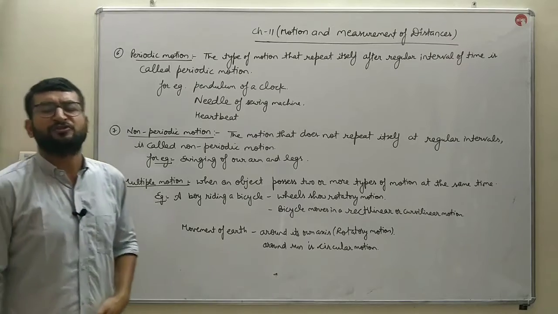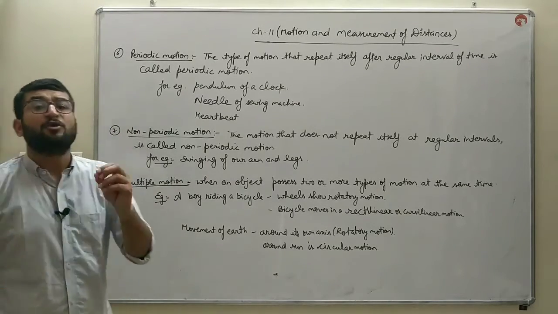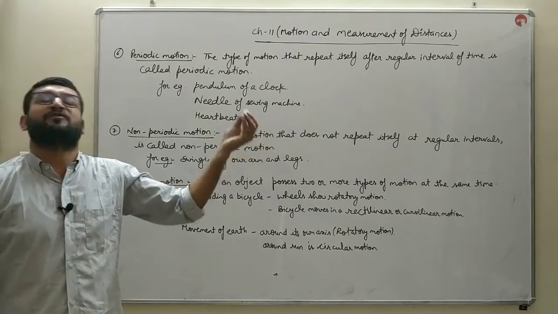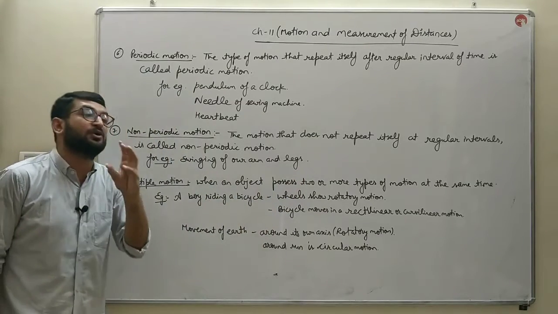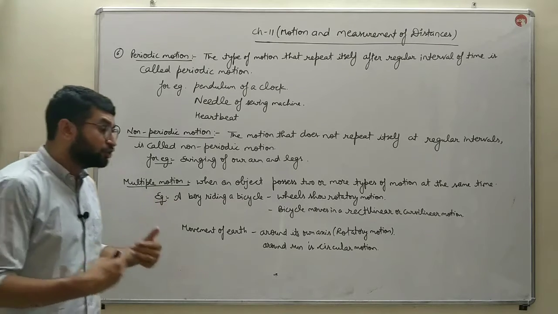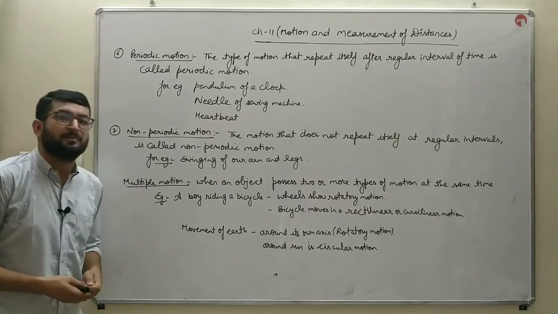The last topic of your chapter is multiple motion. When an object possesses two or more types of motions at a single time, at one particular point, it is known as multiple motion. When an object shows more than two types of motions at one time, that is known as multiple motion.